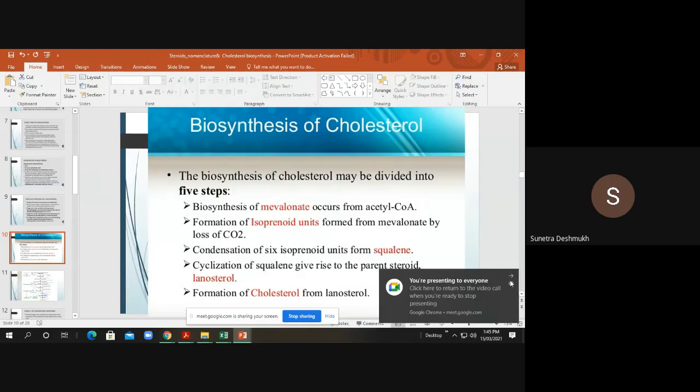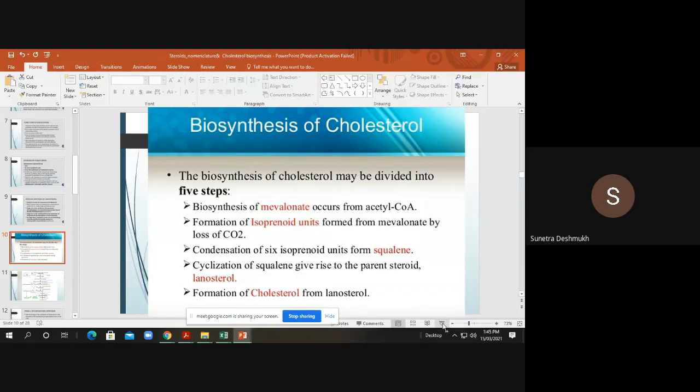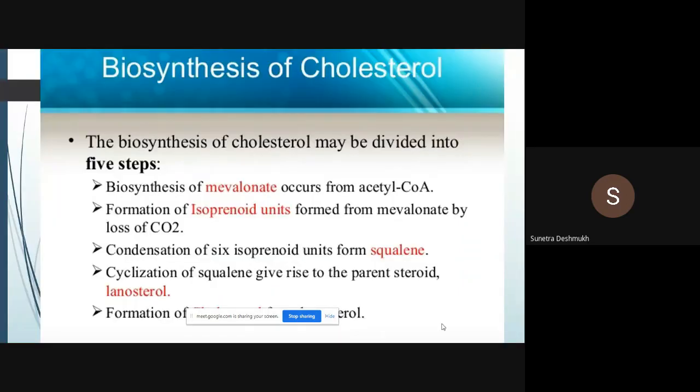Okay, so last lecture we were learning the biosynthesis of the cholesterol molecule. In that one we have seen the different steps in the biosynthesis of cholesterol. So far we have superficially classified this synthesis into 5 different steps, and we have covered all of those. Let's take one review.